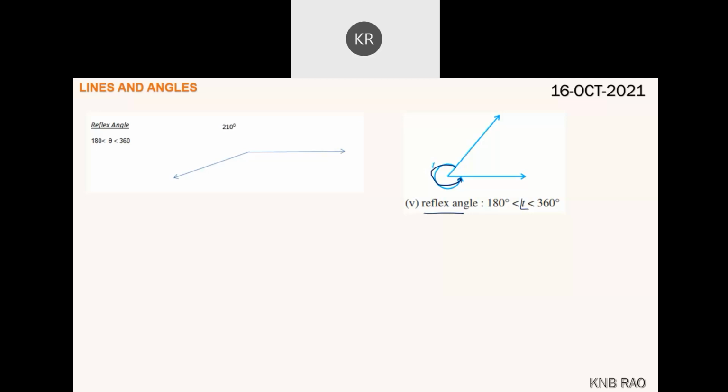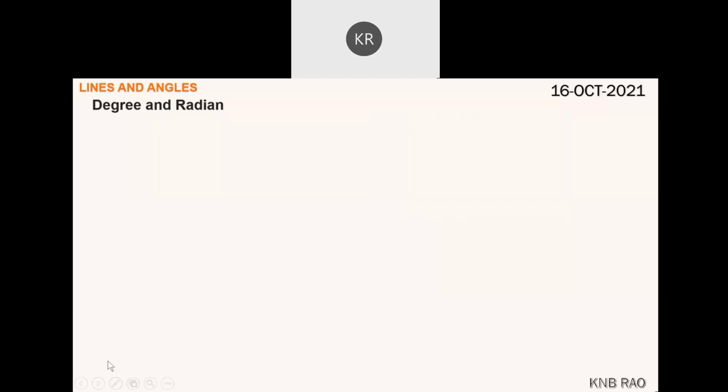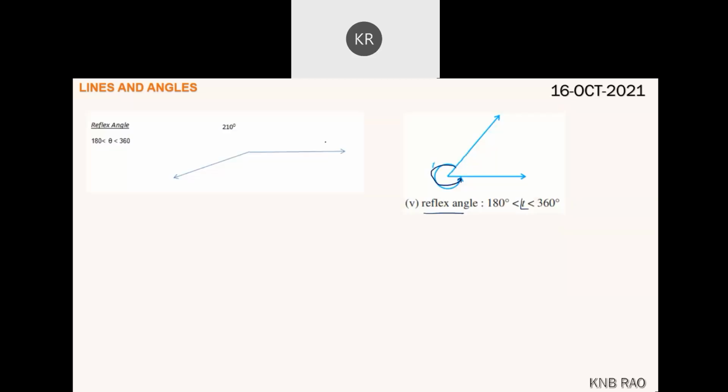Moving on to the next topic, measurements of angle. Angles are measured in two ways. One is degree, another is radian. You are familiar with degrees. This is the degree, written with a small circle on top of the number. So far you have learnt degrees only.